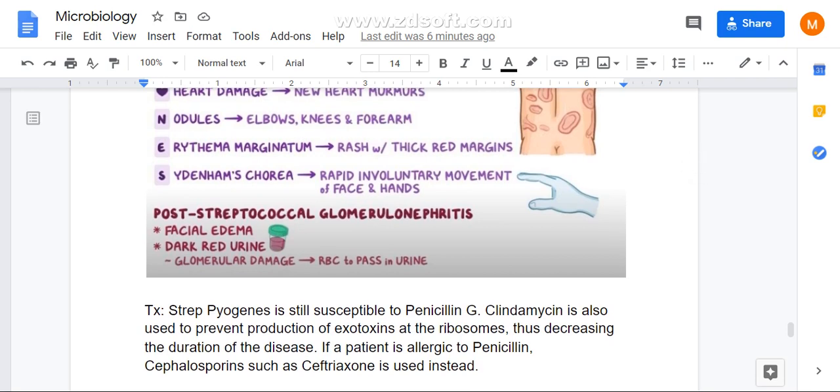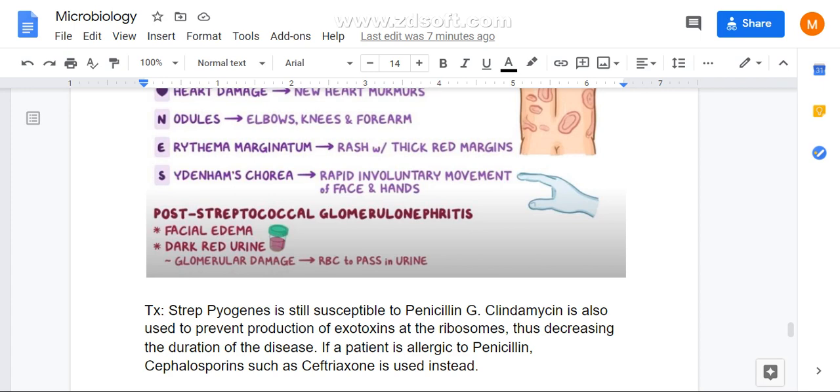And the treatment for Strep pyogenes: luckily, this strain of strep is not really that resistant to antibiotics. So penicillin works well. The physician might also prescribe clindamycin to lessen the degree of the symptoms, because remember, clindamycin works at the ribosome, right? To stop protein synthesis.